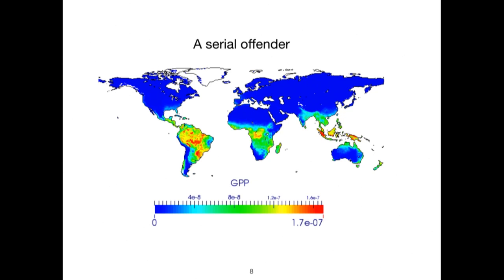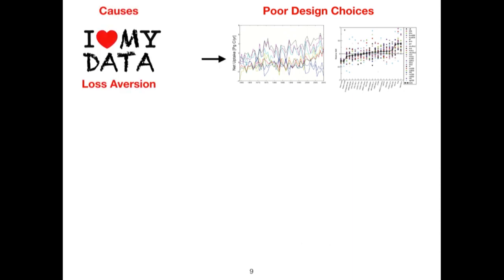So I've given you these examples of bad design. So what are their causes? One of the causes is that scientists not only design their own visualizations, but they actually generate their own data.